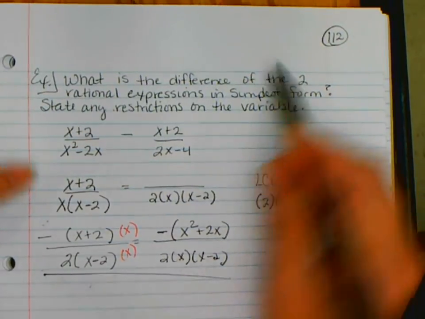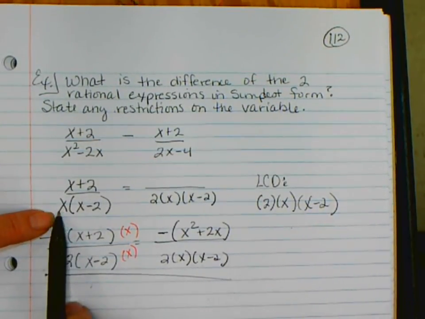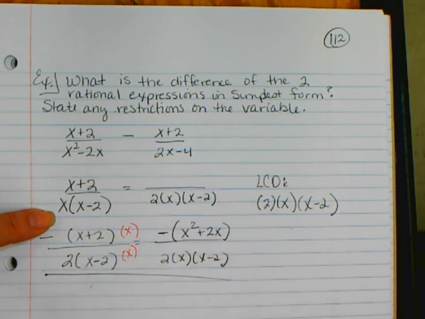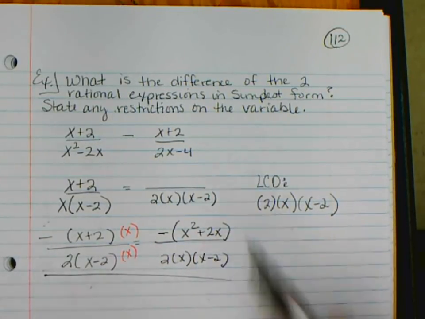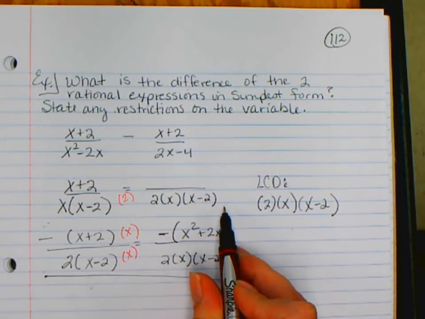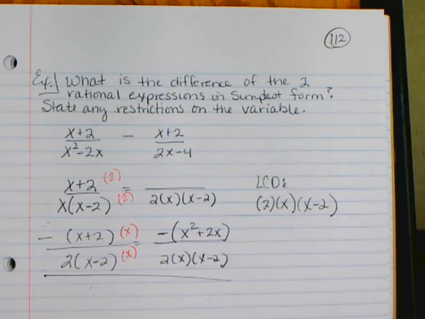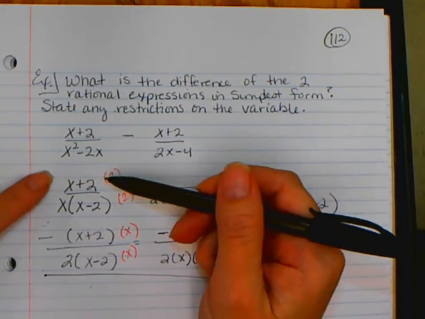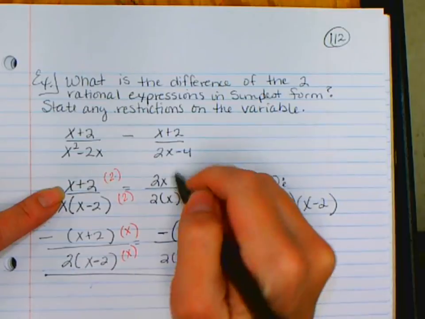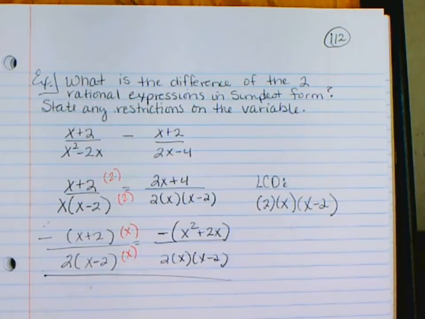My fraction up here, my original denominator has an x and x minus 2. My new denominator has a 2 and an x minus 2. What am I missing? 2. A 2. So I'd have to multiply the denominator by 2 to get my new denominator, which means I have to multiply my numerator by 2 to get to my new numerator. So I can just write it separately, or I'm just going to go ahead and distribute it, or multiply it. 2 times x is 2x. 2 times positive 2 is positive 4.